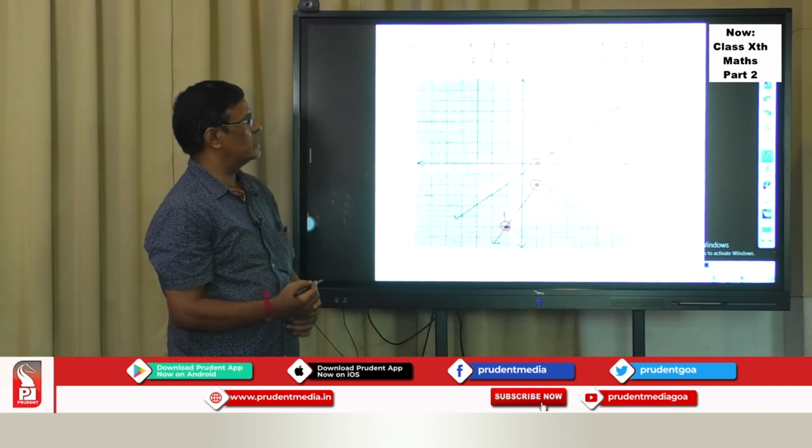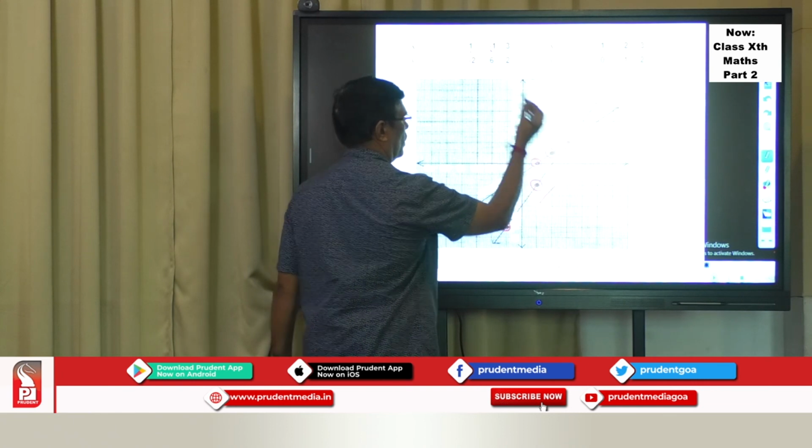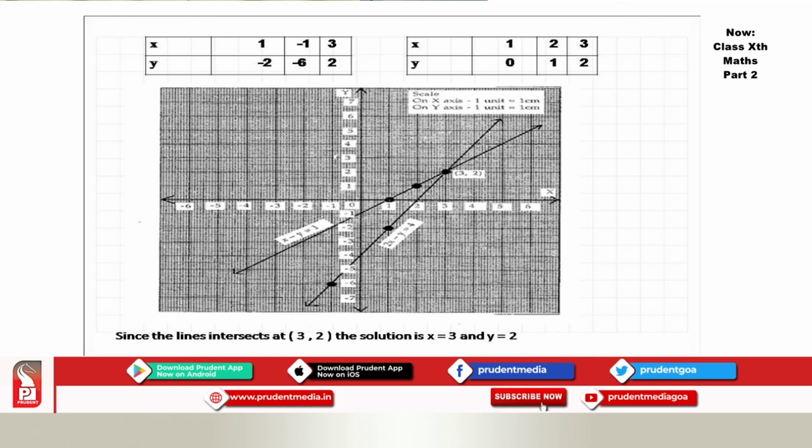And the third one is x is 3, y is 2, which we have already marked. So we got three points. Once we get three points, we draw a line through them. Now both these lines intersect at this point. Wherever lines intersect, it gives us the solution. It intersects at 3 and at 2. See, now the value of x is 3, the value of y is 2.